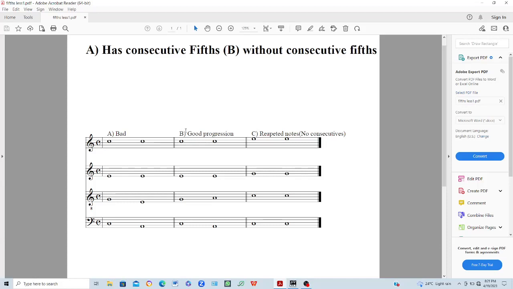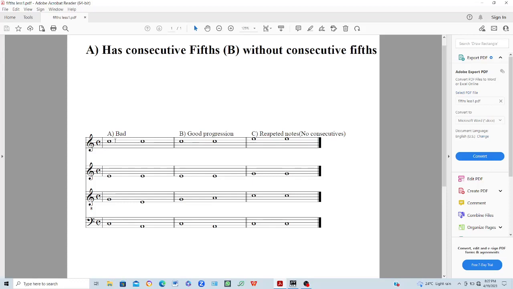My second bar has a good progression. That means I must have eliminated these consecutives. We are going to see how. And my third bar has repeated notes, and in brackets I have indicated there are no consecutives, and we're going to talk about these. Why do we talk about no consecutives when we have repeated notes? Well, back to our first bar.